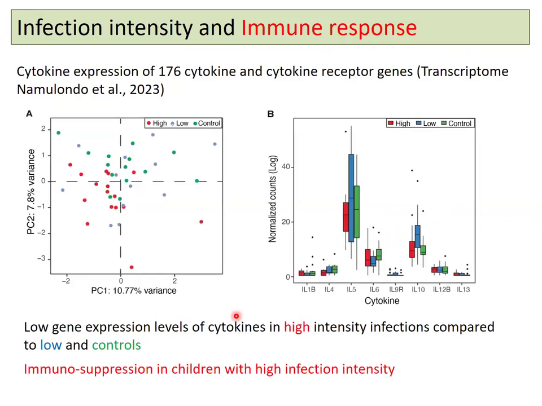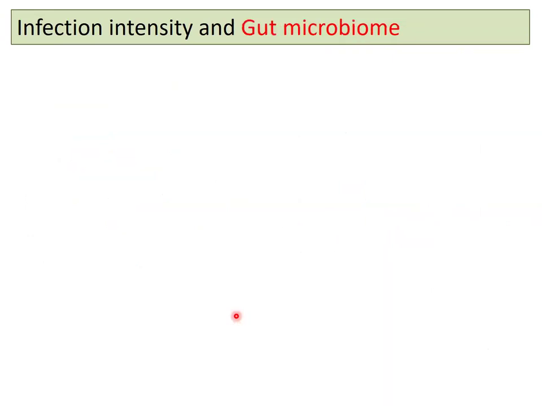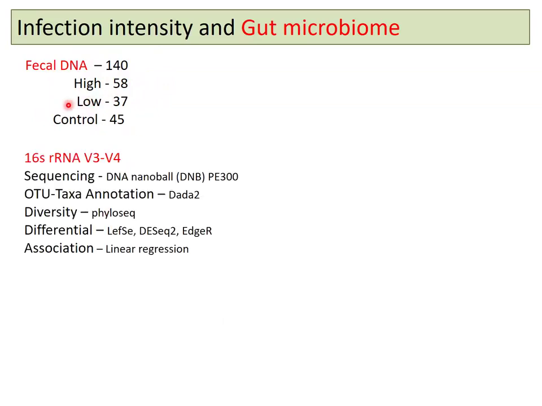The next thing that we wanted to look at is how the infection intensity influences the gut microbiome. In order to do this, we extracted fecal DNA from about 140 samples. Of these, 58 were high infection intensity, 37 were low infection intensity, and the control group had 45 individuals. We did 16S ribosomal RNA sequencing of the V3-V4 region, and for this, we used the DNA nanoball. This is a technology which is found at the Big EI.